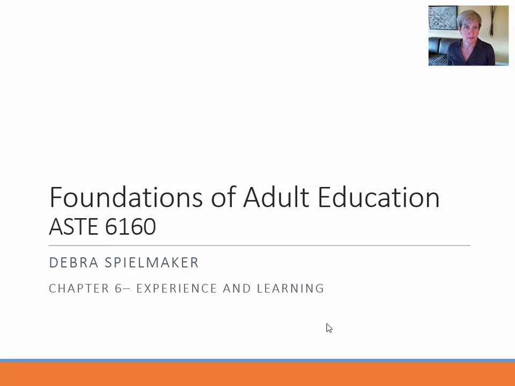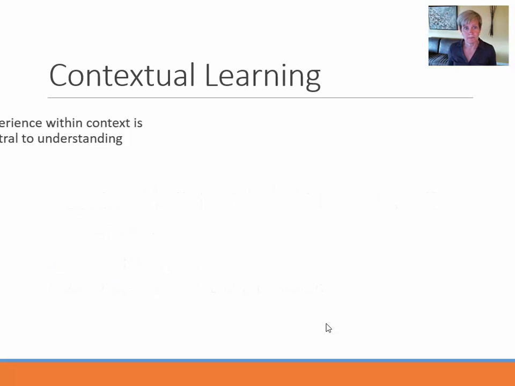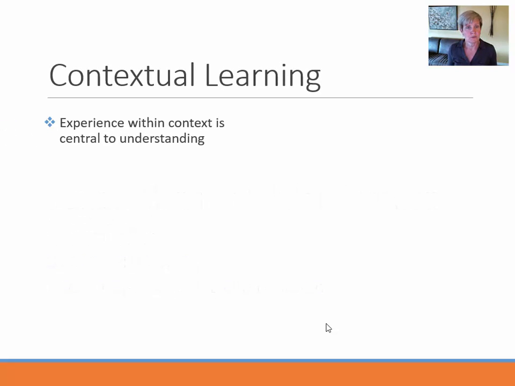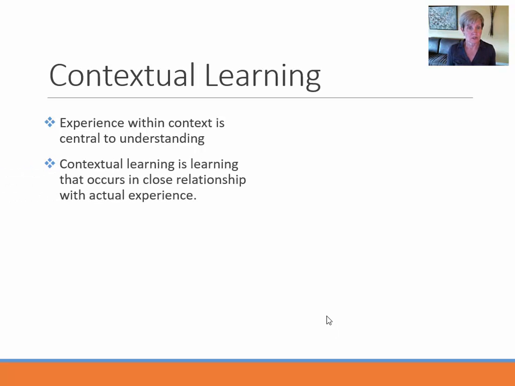All right. So in this chapter then, contextual learning, they discuss the idea that experience within context is central to understanding, that if we have it within some context and it's not completely abstract, we can connect it to something, we make meaning out of it, then we can retain it, we can transfer it, we can create new knowledge. Contextual learning is learning that occurs in close relationships with actual experiences.